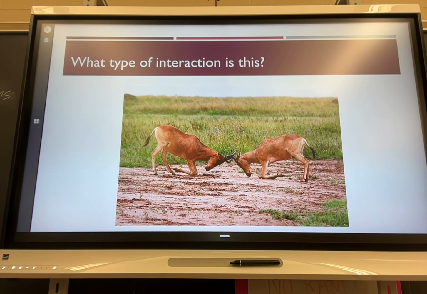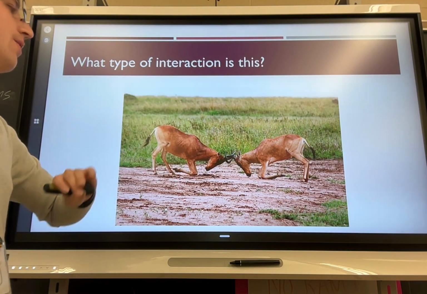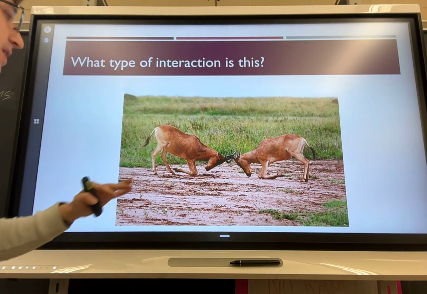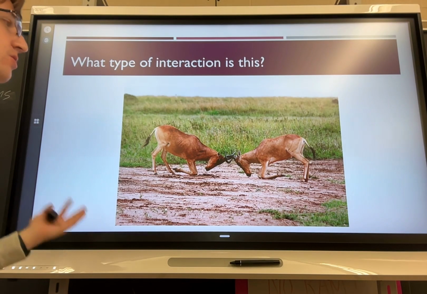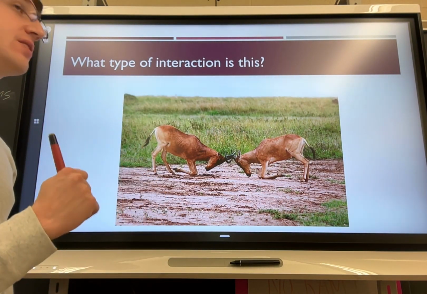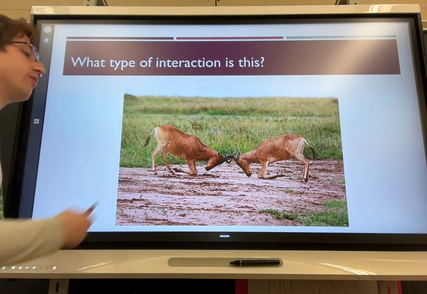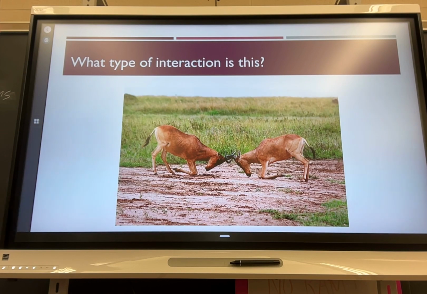So this one is competition. We have some species of deer that are fighting for a mate. So they are both using their energy to fight one another, to prove their dominance, so that one of them inevitably gets the mate, assuming either of them gets the mate. So both of these are going to be expending resources, and they're both going to be downsides.